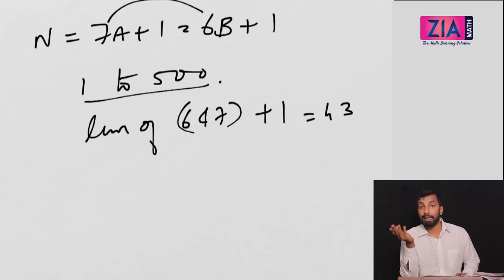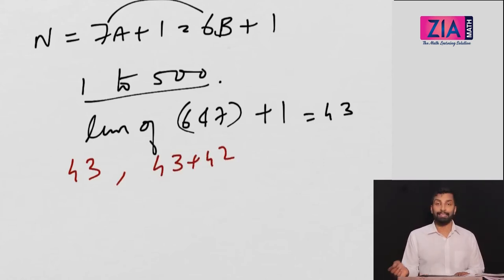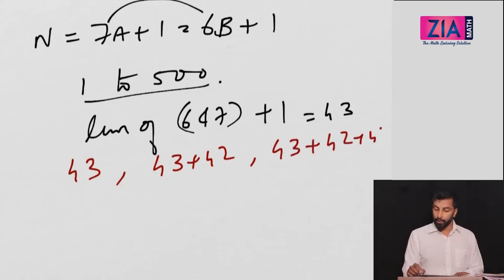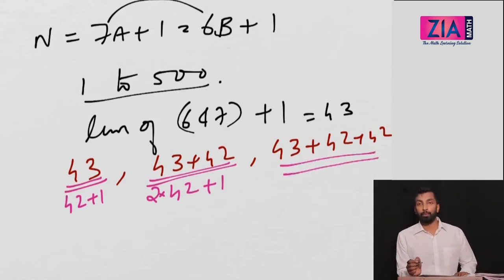So this is going to make an AP with common difference 42 and the first term 43. And you need to find the last term of the series less than 500. So 43 is the first term, right? Then 43 plus 42 is the second term. Then what is the third term? 43 plus 42 plus 42, like this it will go. If you observe, this is a multiple of 42 plus 1. This term also will be a multiple of 42 plus 1, it's actually 2 times 42 plus 1.